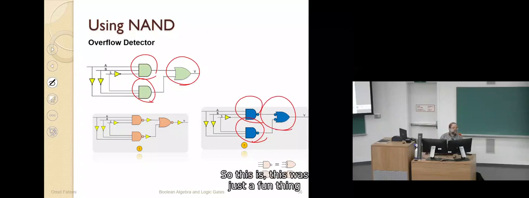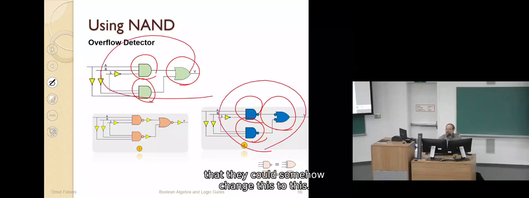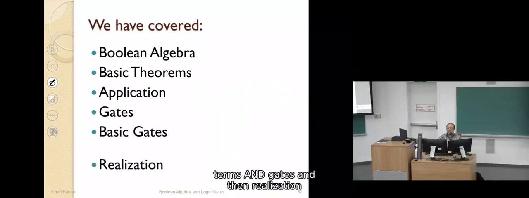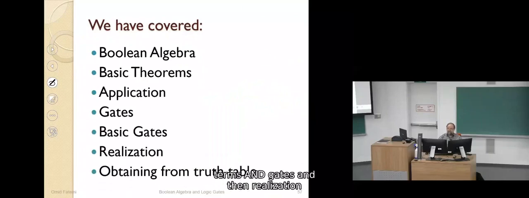Very good. So this was just a fun thing that I wanted to show you, that we could somehow change this to this, and it would be a much easier, much better design, with fewer transistors. In the next session, I will count for you the number of transistors for these 2 designs. So what we talked about was Boolean algebra, theorems, and gates, and then realization, and then obtaining the function from the truth table. Thank you very much. Have a good time.